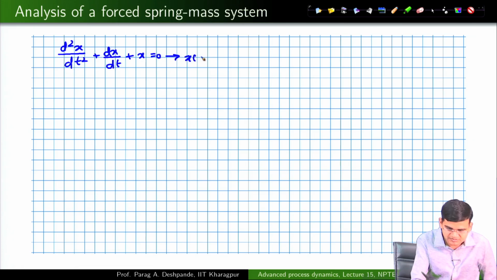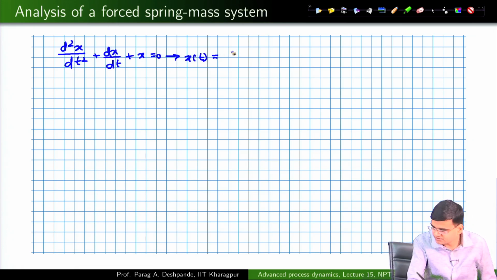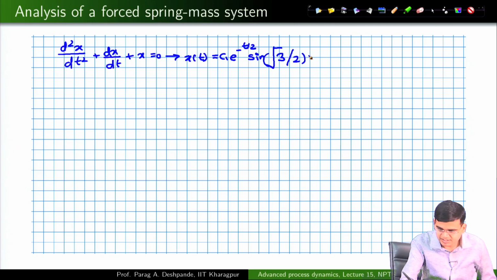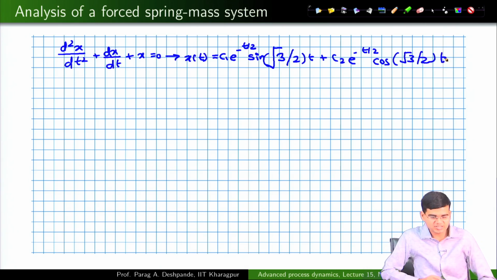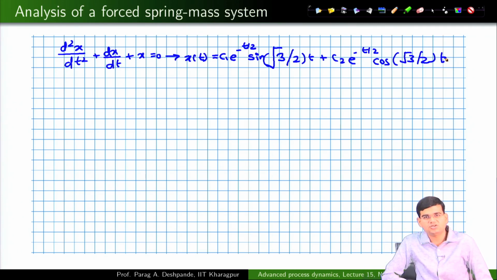The solution is given as x of t is equal to c1 e to the power minus t by 2 sin root over 3 upon 2 t plus c2 e to the power minus t by 2 cos root over 3 by 2 t. Okay. So, what kind of equation is this? This is our autonomous equation with damping.